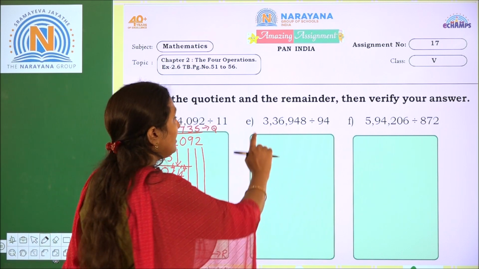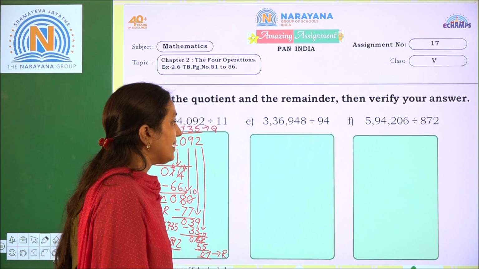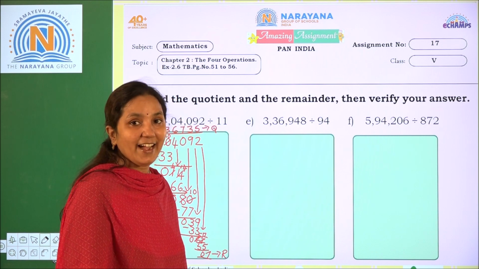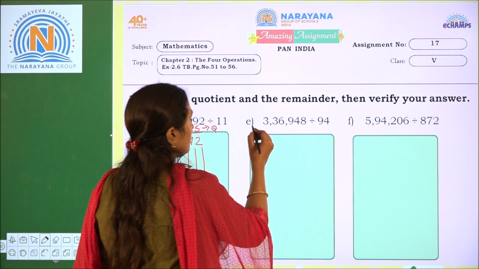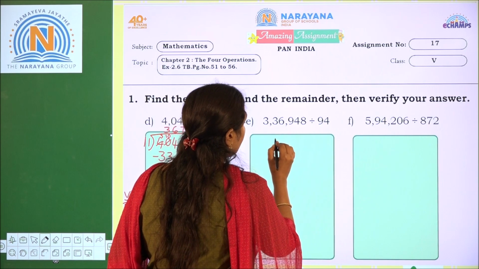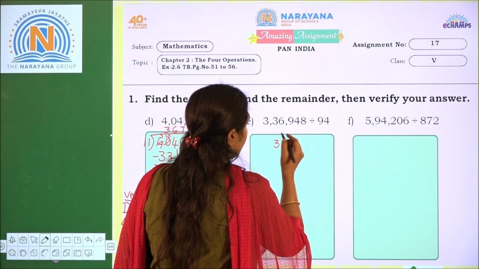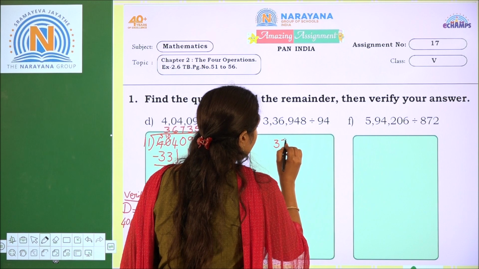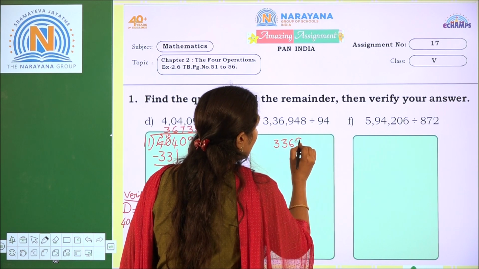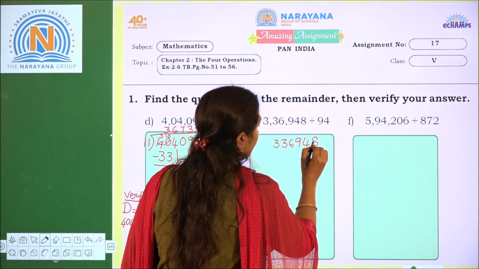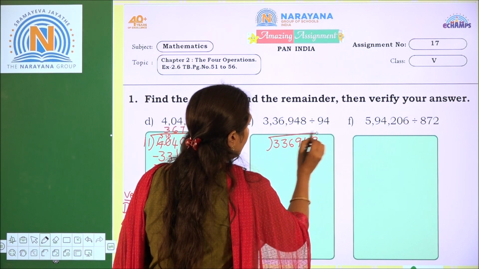Coming to next one. 3,36,948 is divided by 94. So here write the division form. 3,36,948 is divided by 94.